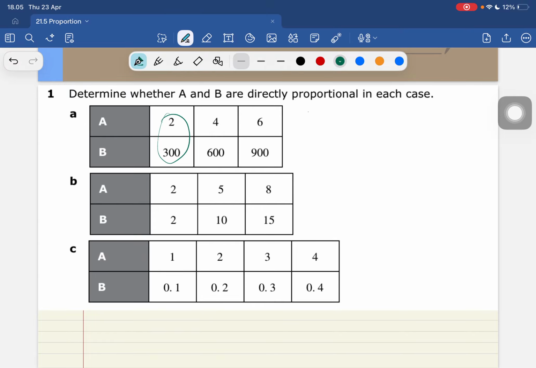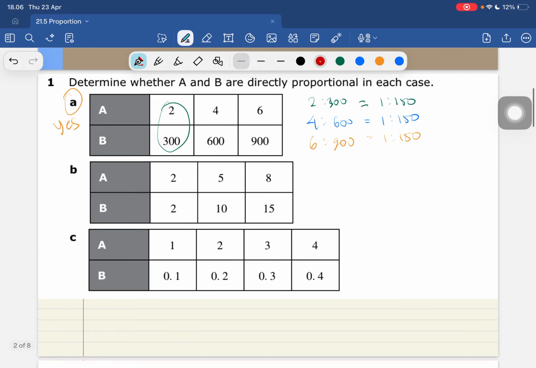The ratio 2 to 300, we could simplify to be 1 to 150. Next, the ratio 4 to 600, we could also simplify to 1 to 150. The last, 6 to 900, we divide by 6 on both sides, so here it is going to be 1 to 150. So yes, this is directly proportional. Now take a look at B, the ratio.